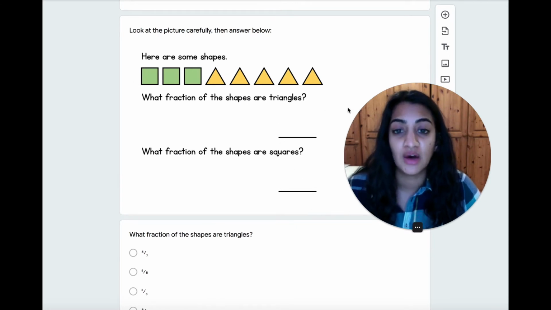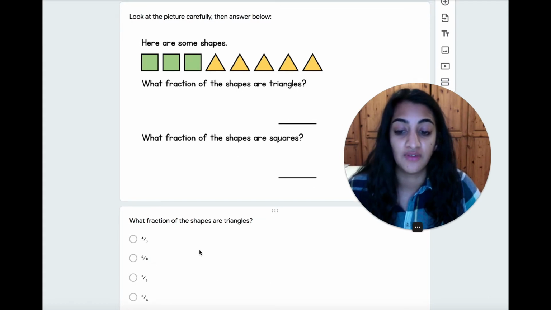Another way of working that out could have been to count up all the equal parts. So if we look at all the shapes, how many shapes are there? 1, 2, 3, 4, 5, 6, 7, 8. And how many of them are triangles? 1, 2, 3, 4, 5. So the denominator would be 8 and the numerator would be 5.